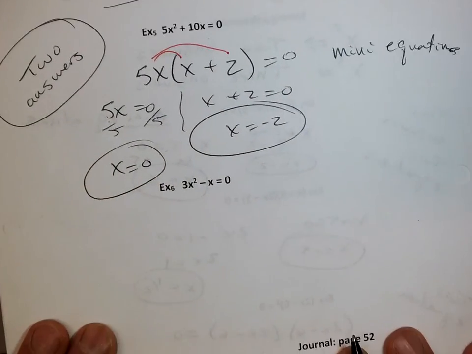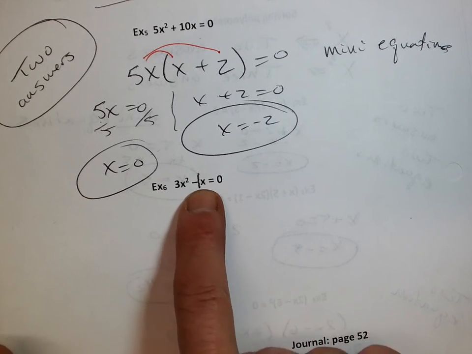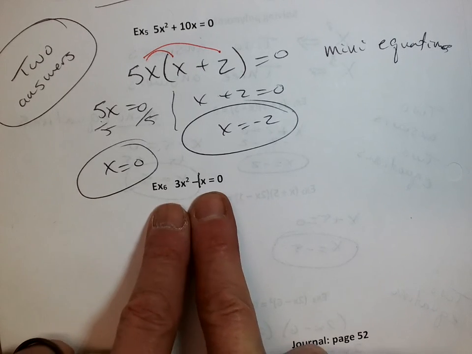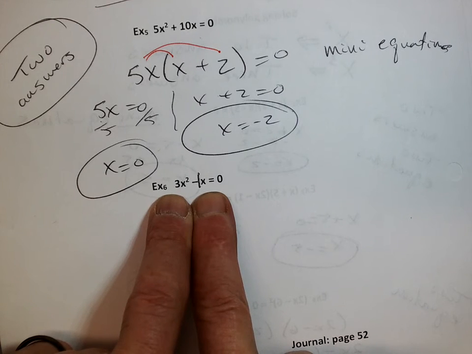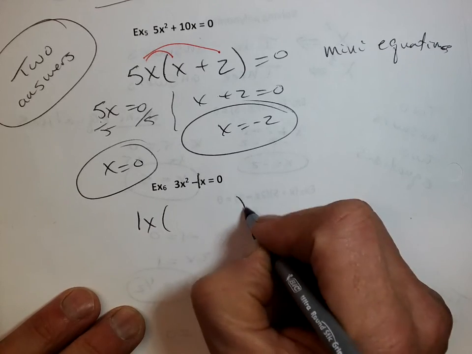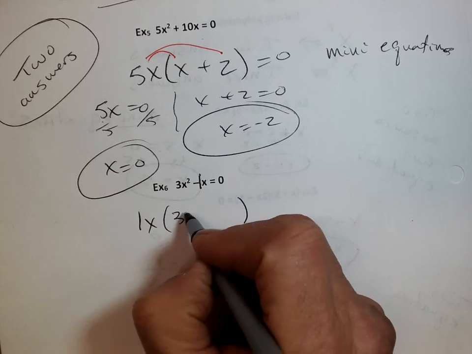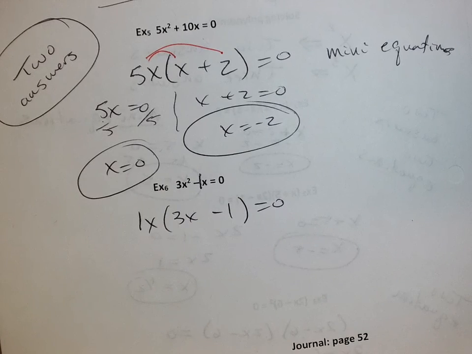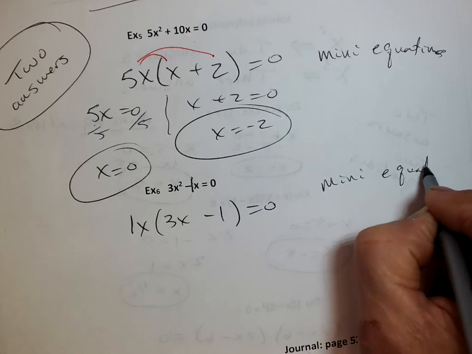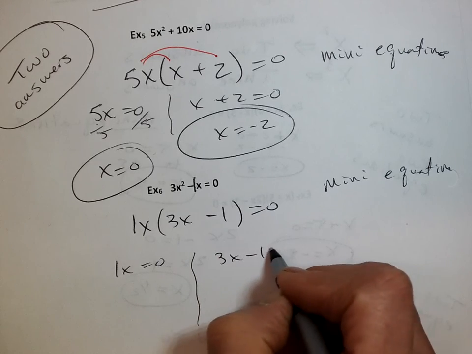Okay? All right, last but not least, here's the trick. Put a 1 here. Put a 1 right there. Put a 1 right there. It's going to help you, okay? It's an invisible 1, but let's put it back and make it reappear. So what do these two terms have in common? A 1 and what else? X. A 1x. So if I take out a 1x, what's left inside? x, and 3x equals minus 3x. x minus... Awesome. Now we've got our mini equations, right? So I'm going to go, okay, 1x equals 0 and 3x minus 1 equals 0, right?